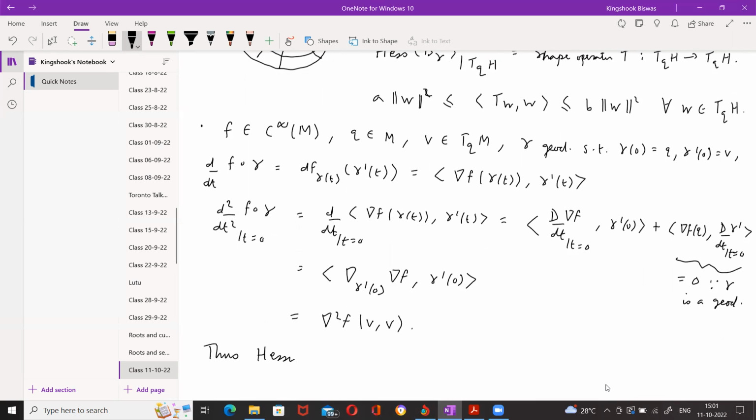The Hessian nabla squared f of v comma v is just the second derivative along geodesics, d squared/dt squared at t equal to 0 of f of gamma t. Is this clear? Okay.